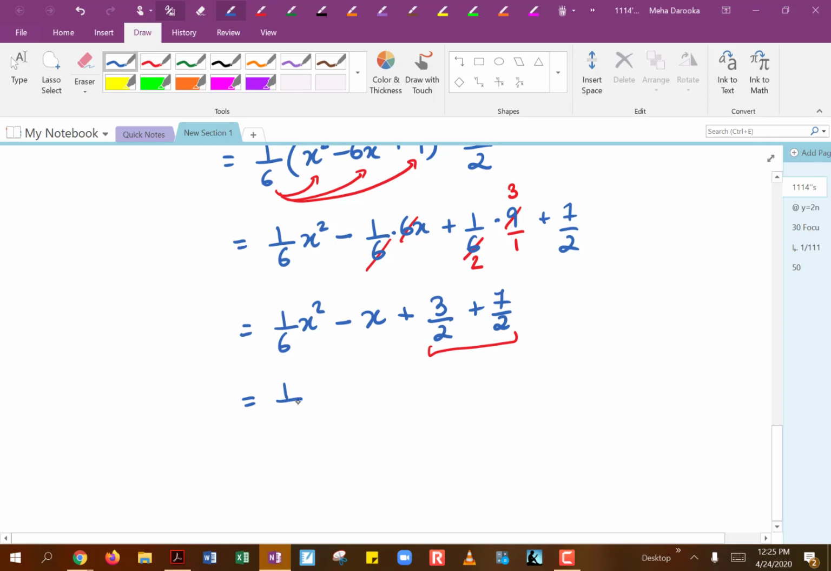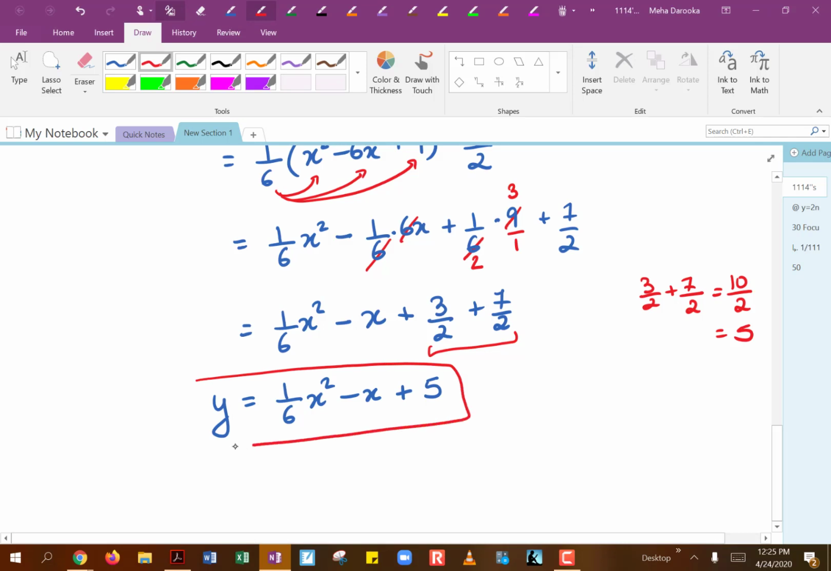So it looks like we will end up getting 1/6 x squared minus x plus, when you add 3 halves with 7 halves, since they already have the same denominator, you just end up adding 7 plus 3, which gives you 10. 10 divided by 2 will of course give you 5. So in standard form, our equation will look like 1/6 x squared minus x plus 5.